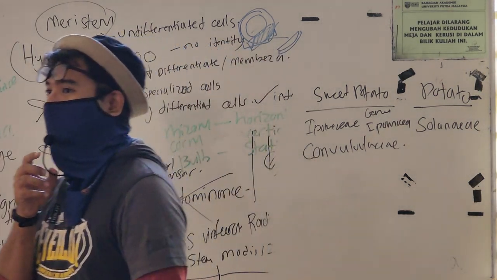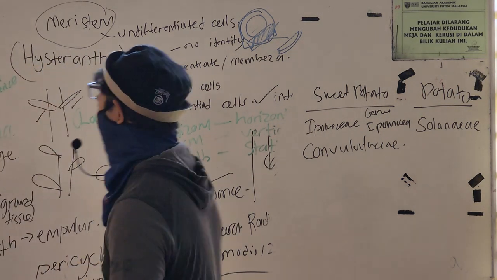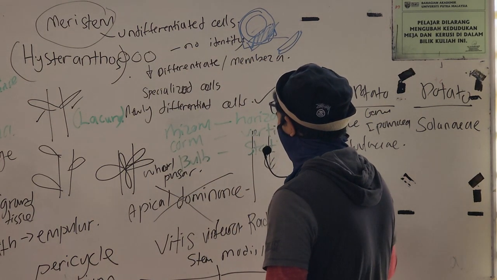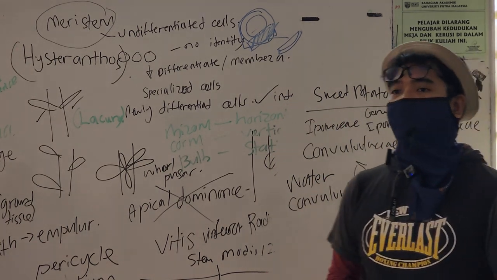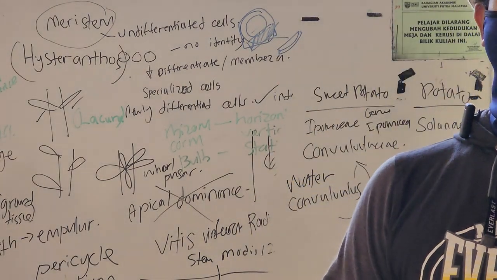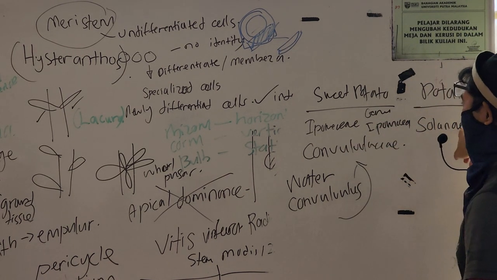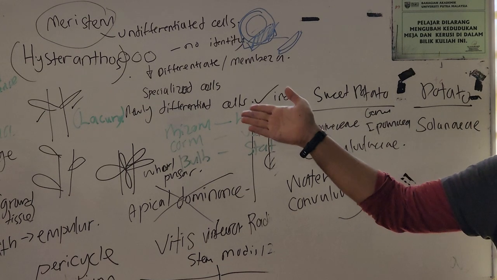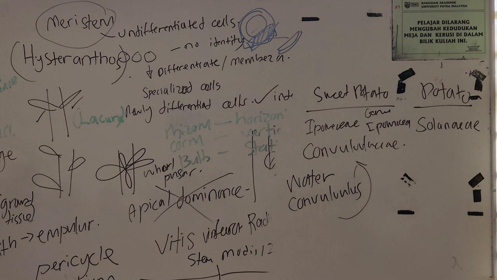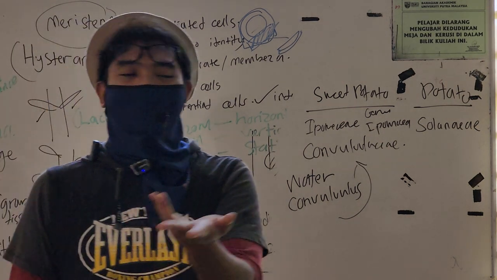That's why in some cooking books, you will see people call kangkong in English water convolvulus, referring to this family, Convolvulaceae. That's all. Ipomoea is the genus, Convolvulaceae is the family, and Solanaceae is the family for potato. Even though the name contains potato, they're different families. Which one is healthier? Sweet potato. Why? It hasn't even been 2 weeks. It has pigments. What pigment? Anthocyanin, right? Carotene. Yeah.